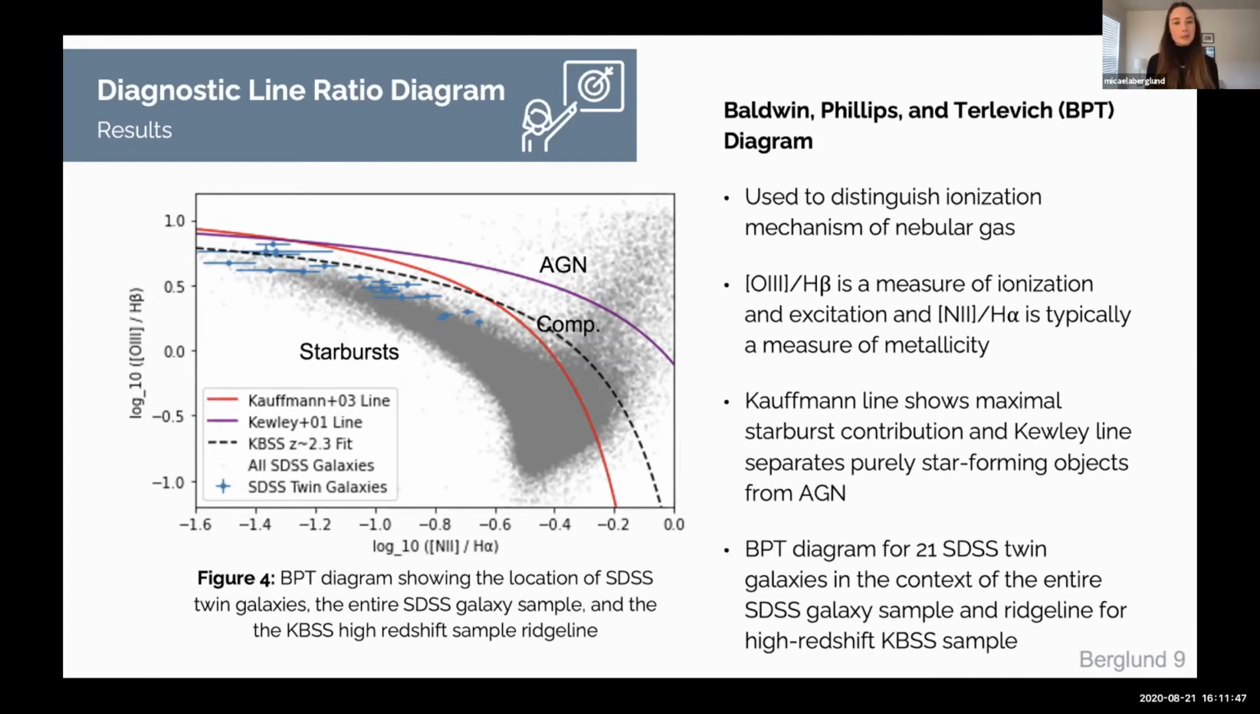So this is our BPT diagram. You see the 21 blue dots. Those are our SDSS twin galaxies. The gray dots behind them are all of the SDSS sample that we chose the SDSS twins from. And then the dotted black line is the BPT fit for the KBSS galaxies, the high-redshift galaxies. So that's where those galaxies would fall had they been plotted here.